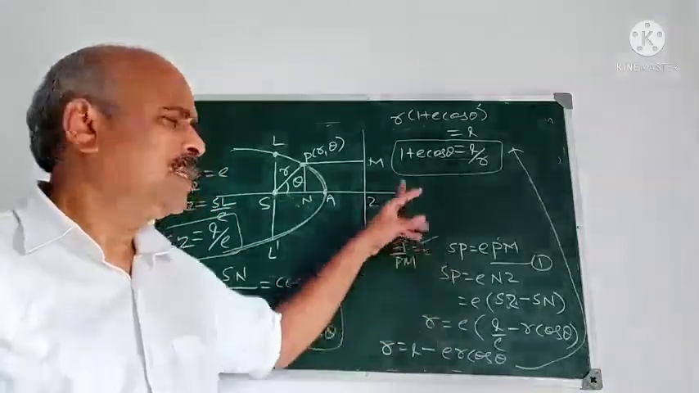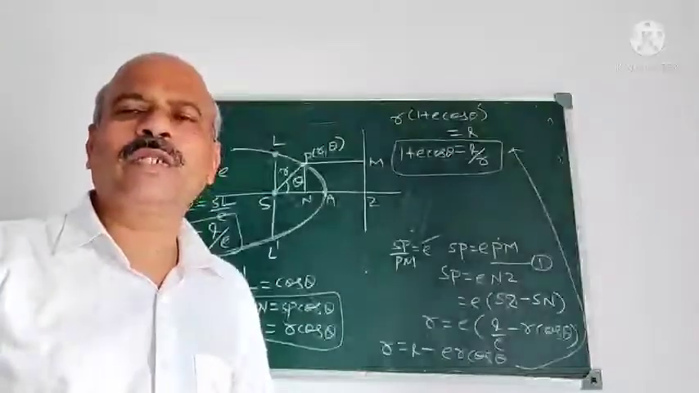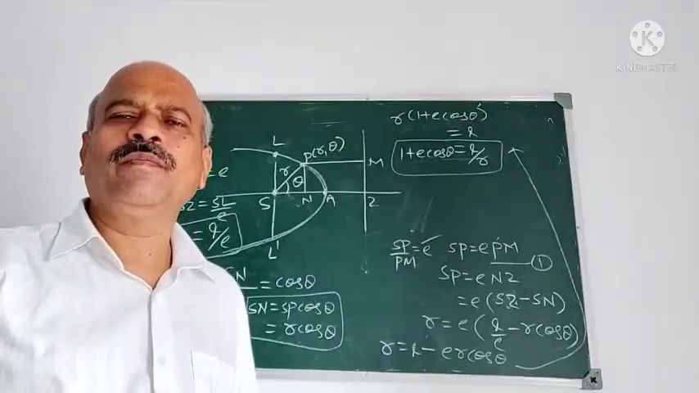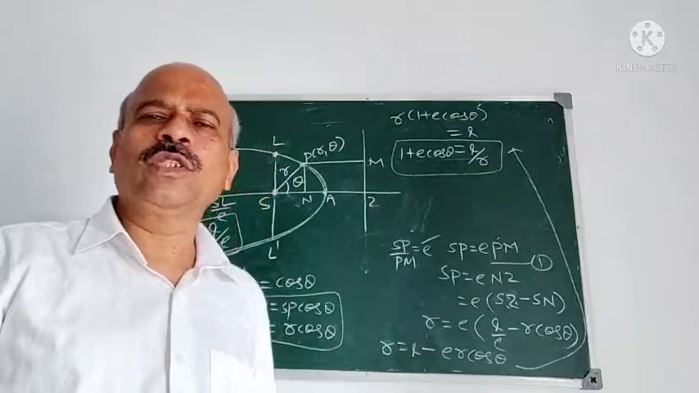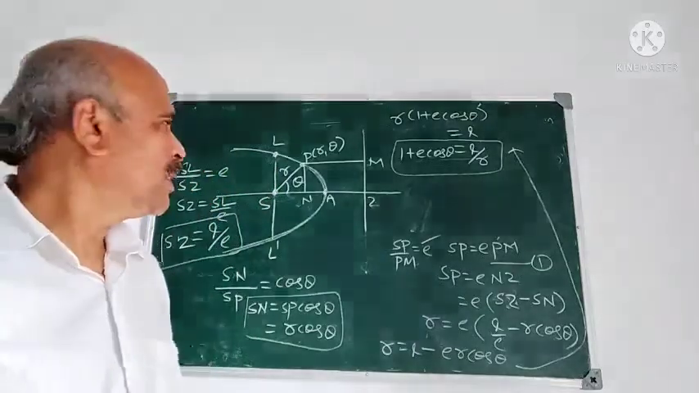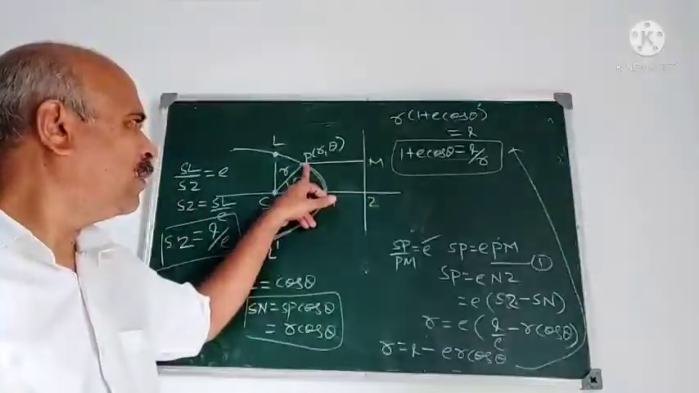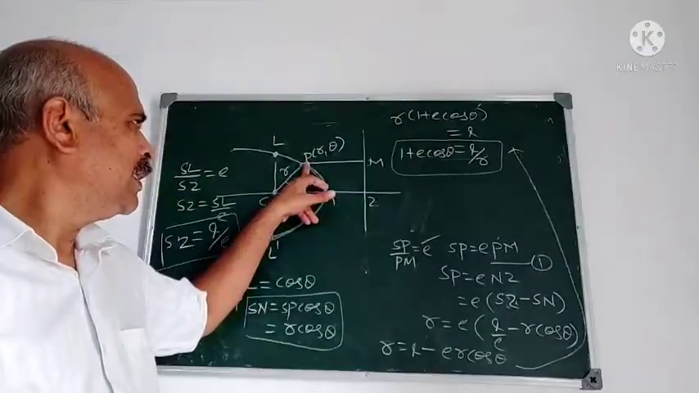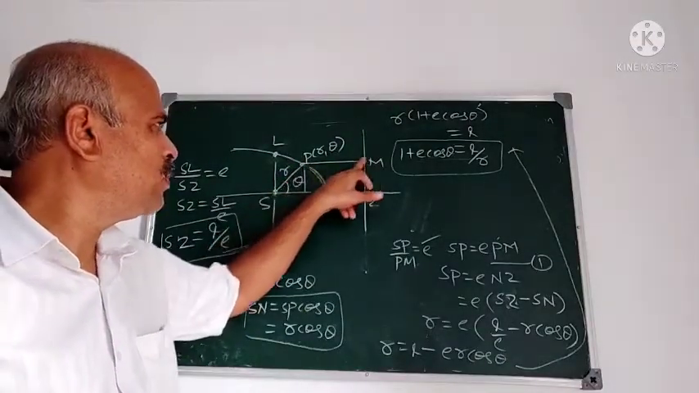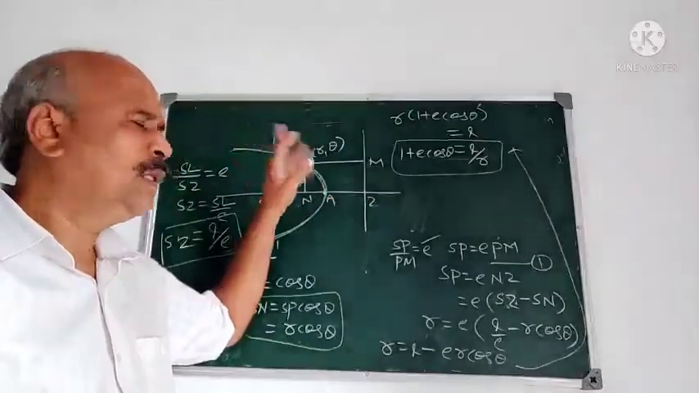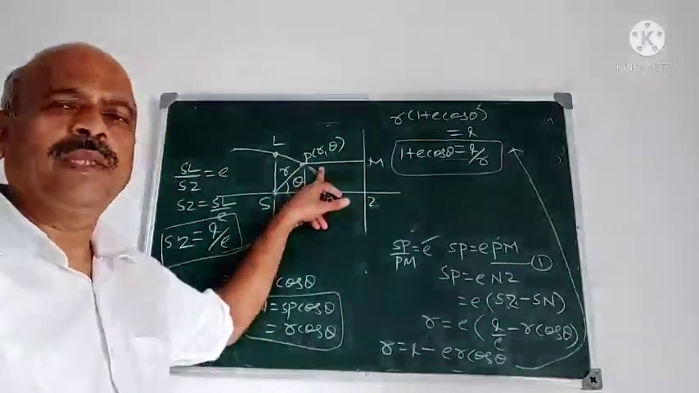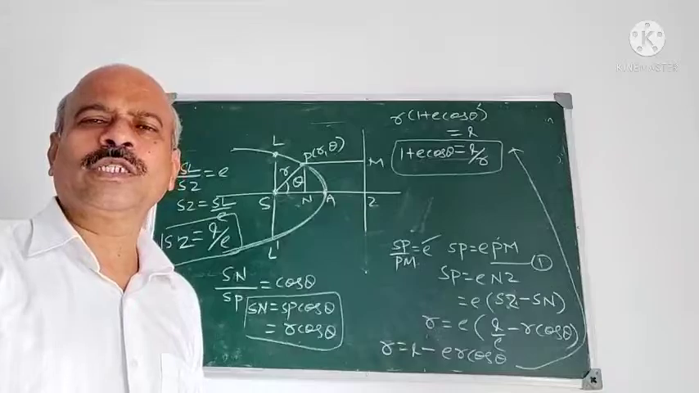Standard derivation. This derivation is the first derivation that you have to study in the polar equation of the conic. First of all, what is a conic section? It is the locus of a point P such that the ratio of its distance from the fixed point to the fixed line is always constant. That is taken as E. That is the definition of the conic section.